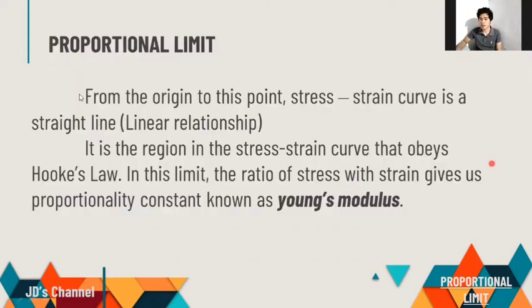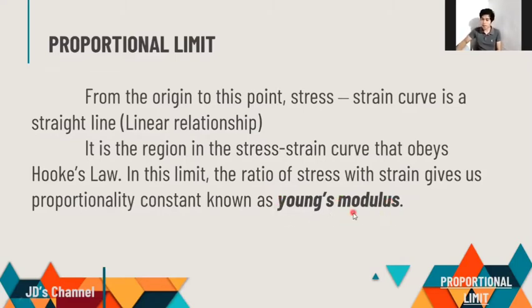Ano po? So again, for proportional limit, from the origin to this point, the stress strain curve is a straight line, or they have a linear relationship. It is the region in the stress strain curve that obeys Hooke's law. It is also called Hooke's law, since Sir Robert Hooke is the one that first observed this property, or this relationship between stress and strain. In this limit, the ratio of stress to strain gives us a proportionality constant known as Young's modulus.